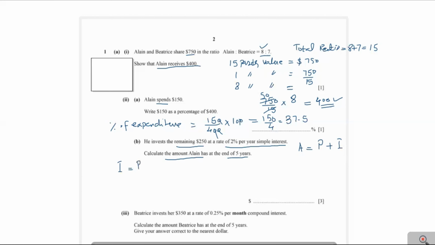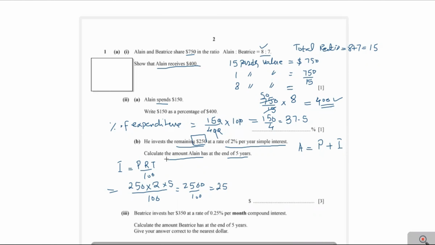That formula is PRT over 100. P is the principal amount, investment amount. That investment amount is 250. We write here 250 multiplied by rate. You see here the rate is 2. Now, total time is 5 divided by 100. Now we get the interest value, 500 over 100. Therefore, we get $25 as interest.